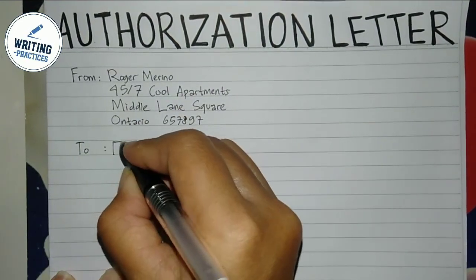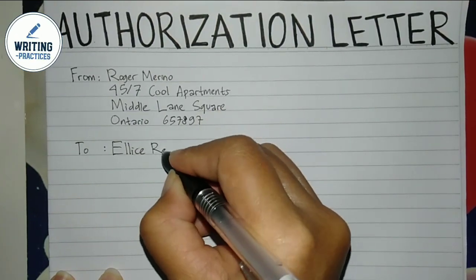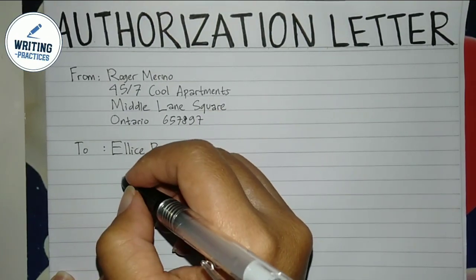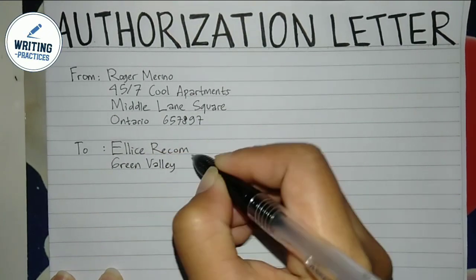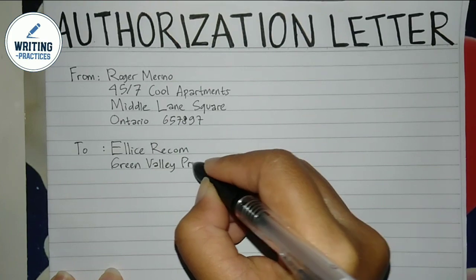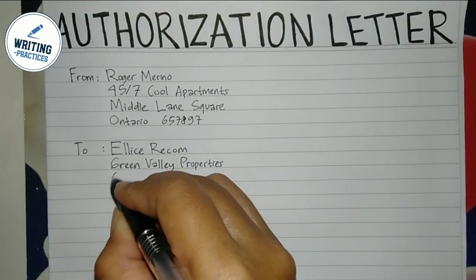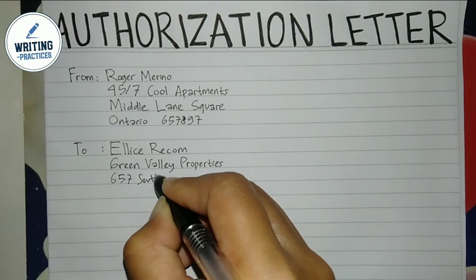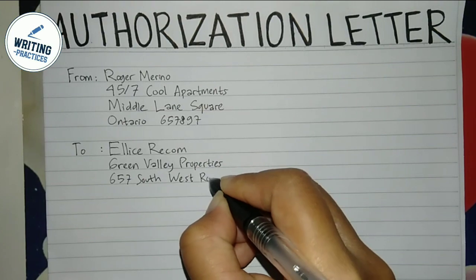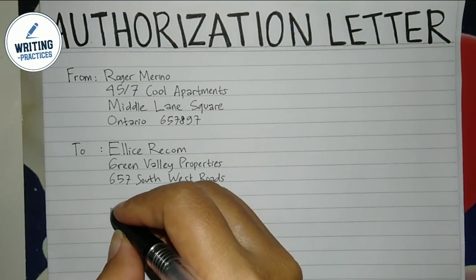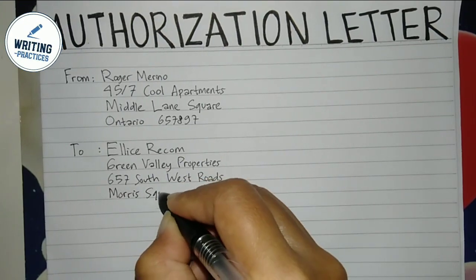Now, write the personal information about the recipient. You need to write the full name, and write the company or organization's name, in this case Green Valley Properties. And write the address of the office. Yes, you need to also mention the city, state, and zip code.